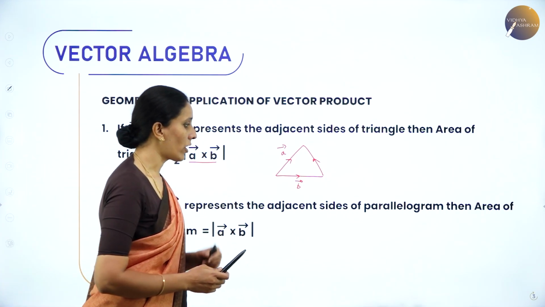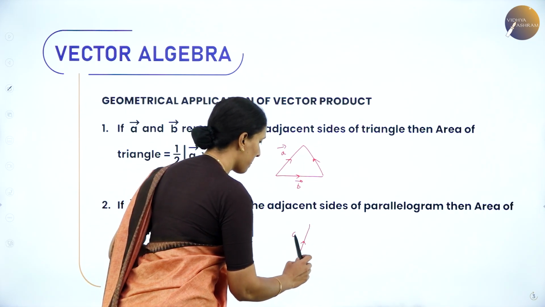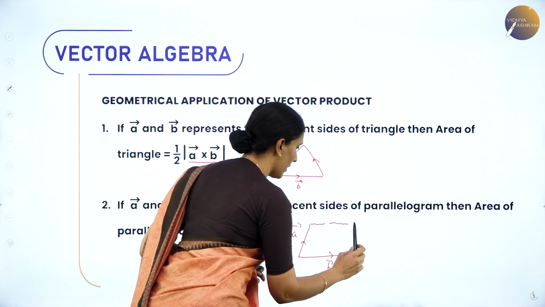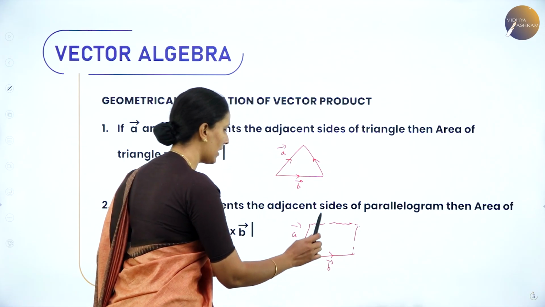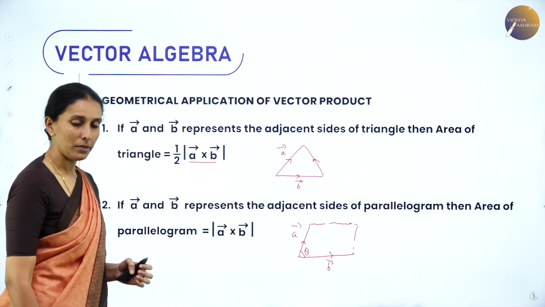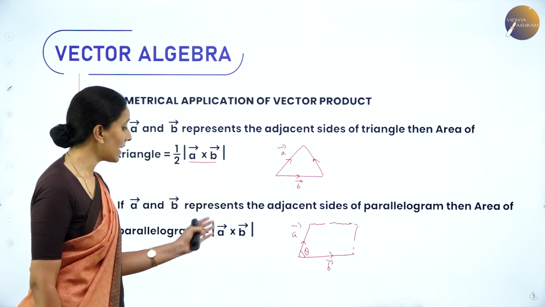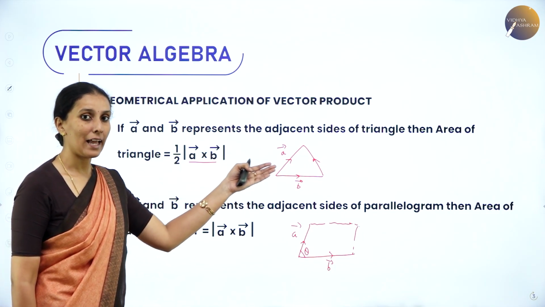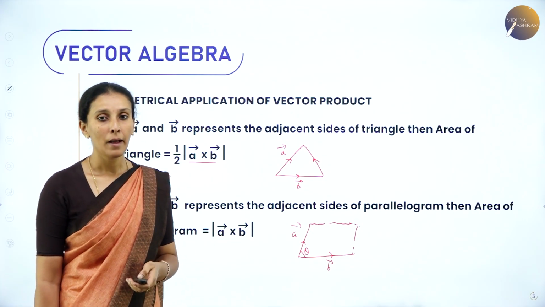Similarly, if A and B are the adjacent sides of a parallelogram, so let us consider this as vector A and this as vector B. Now assume that it represents a parallelogram. So these are the sides of the parallelogram with some inclination of theta. If vector A and vector B represent the sides of the parallelogram, then the area of the parallelogram can be calculated using the vector product by taking its magnitude. Therefore, half of magnitude of A cross B represents area of a triangle, and magnitude of A cross B represents the area of the parallelogram.